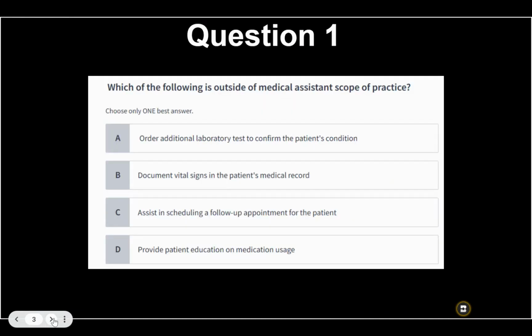Question 1. Which of the following is outside of a medical assistant's scope of practice? Is it A, order additional laboratory tests to confirm the patient's condition, B, document vital signs in the patient's medical record, C, assist in scheduling a follow-up appointment for the patient, or D, provide patient education on medication usage?